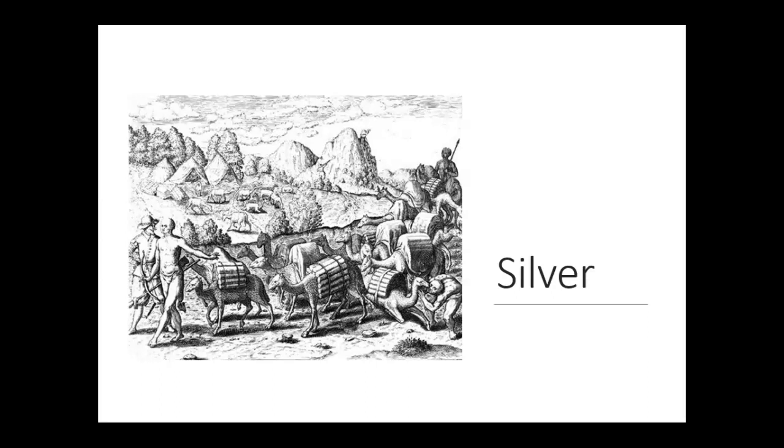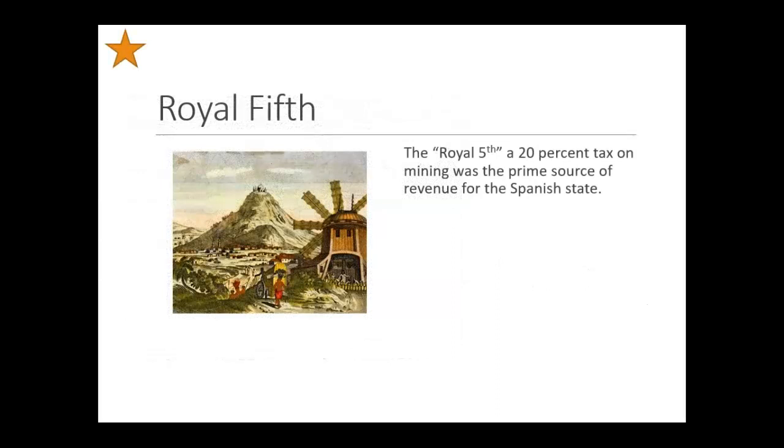This system pumped so much silver into European commercial networks that it transformed Europe's relationship to all its trading partners, especially those in China and India. The Spanish now had something the Asian markets wanted: silver. The silver found in the Americas made the Spanish Empire very wealthy indeed. And by the 1500s, El Quinto Real, or the Royal Fifth, a 20% tax on mining production, was implemented and was the prime source of revenue for the Spanish state.